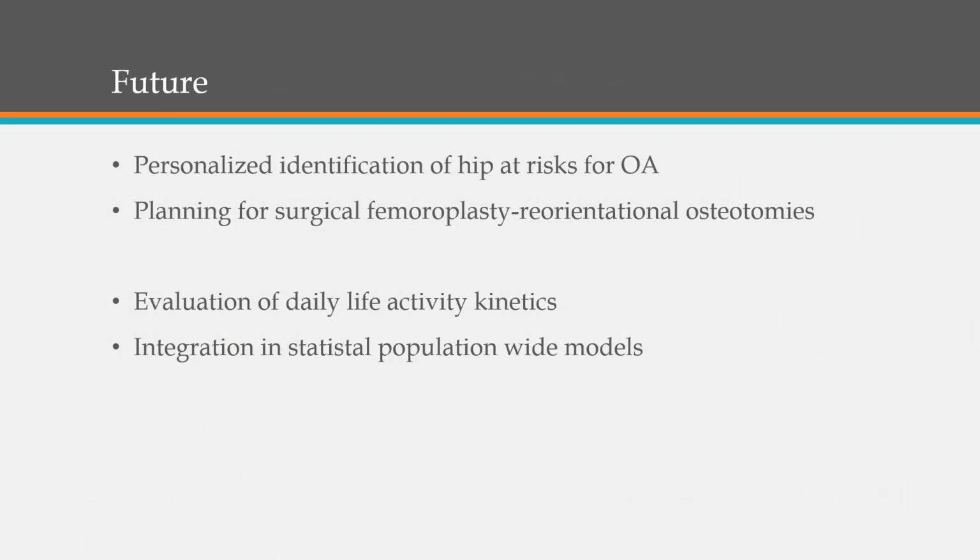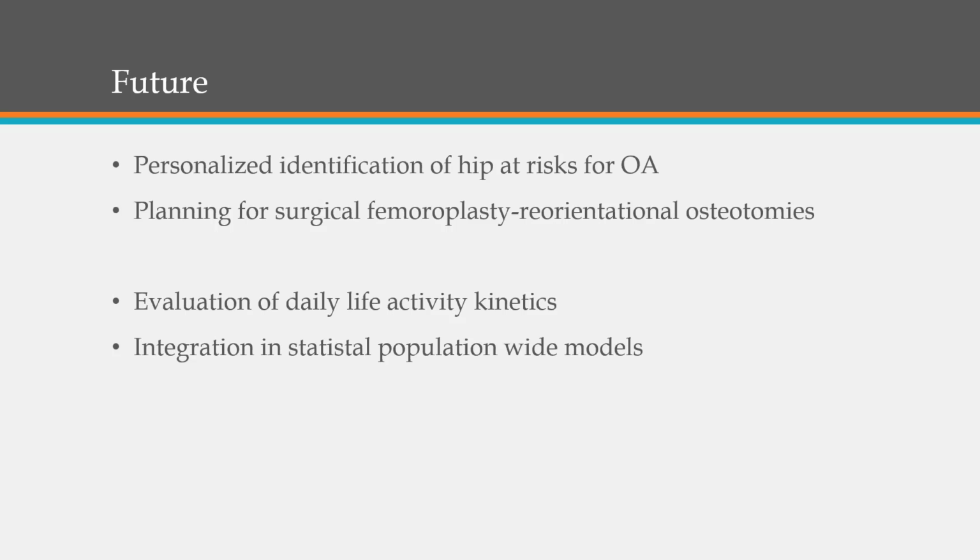So once again, back to the hip joint, we know that we want to identify our hip joints that are at risk for hip osteoarthritis. We want to evaluate the effect on contact stresses when we're doing surgical femoroplasties, arthroscopically or open, or reorientational osteotomies of the pelvis or the proximal femur, and these techniques that I've just mentioned are the ones that enable us to do so.